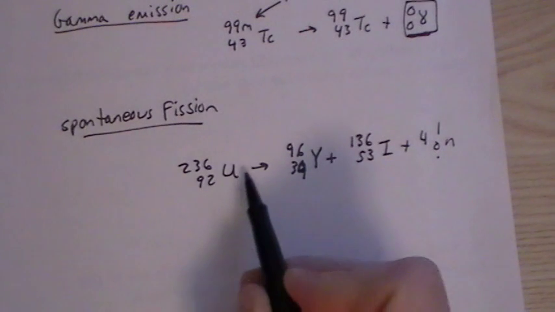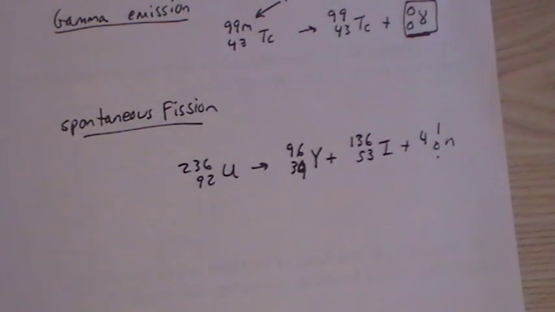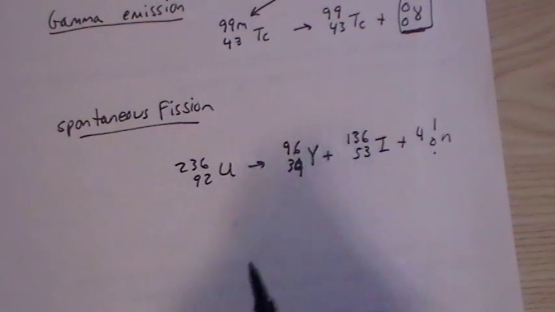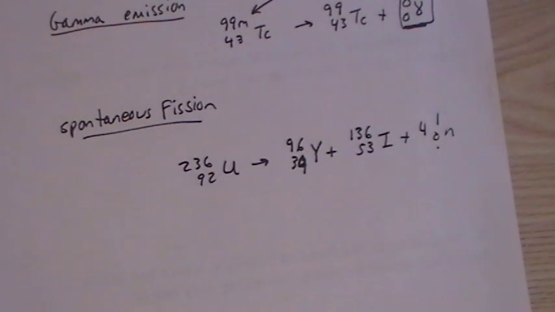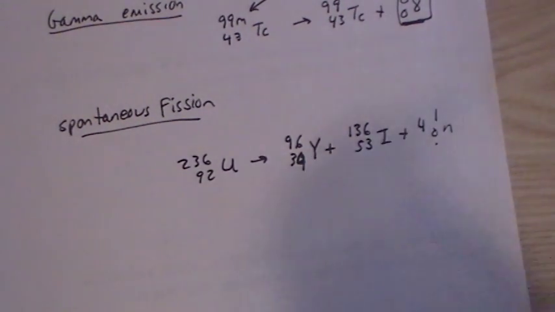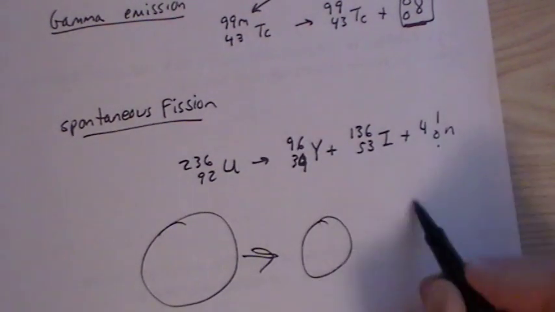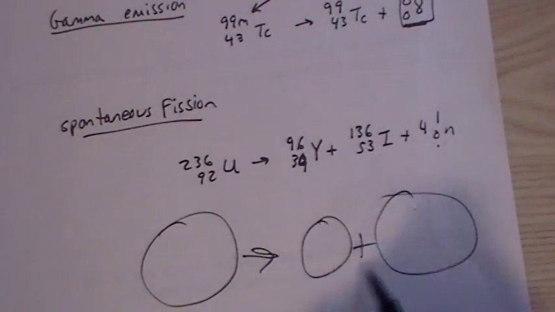So this is when you have an extremely large nucleus where ejecting an alpha particle just won't do. In this case, it just simply falls apart into two nuclei that are approximately the same size rather than tiny little particles. So you have a huge nucleus that breaks up into two smaller ones.